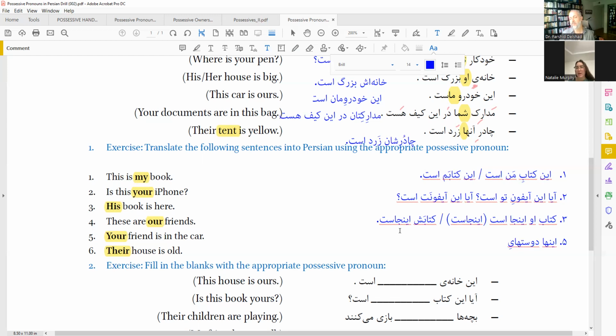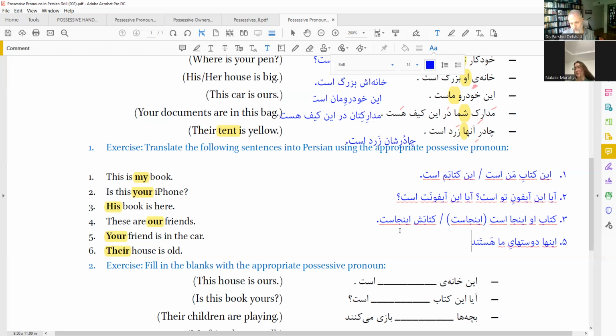Well, what form do you want to use? You want to use the inflected form or the plain form? Let's go with the plain form first. Then we use "hayema." Right, and then the verb. Third person plural, "hastand," right? Oh yeah, sorry, "hastand."